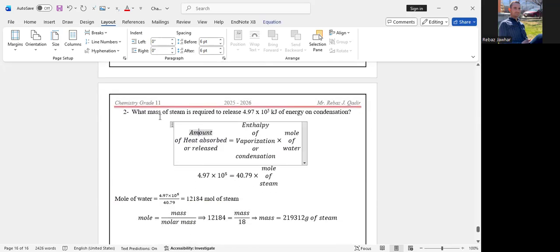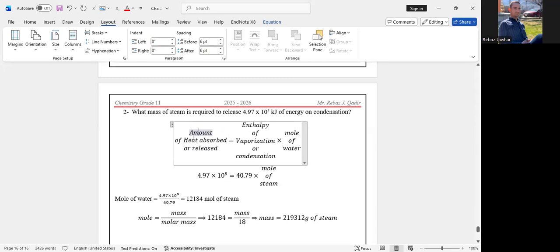Practice 2. What mass of steam? This question is important. When it says steam, it means water in the gaseous state, vapor, is required to release this amount of energy on condensation. Here we have the process of condensation, and since we have the condensation and vaporization process, we need to use the first rule.